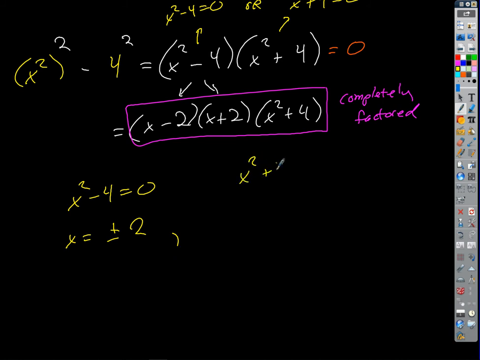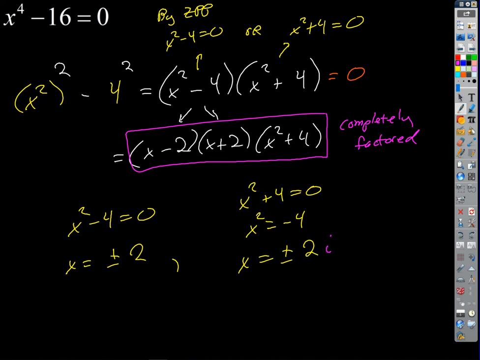X squared plus 4 equals 0. The other equation that we got by the 0 product property. Same 2 steps, isn't it? Only I'm subtracting 4 this time. So I'm going to get x squared equals minus 4, so x equals plus or minus 2i, right? So we found our guaranteed 4 solutions, didn't we, right?